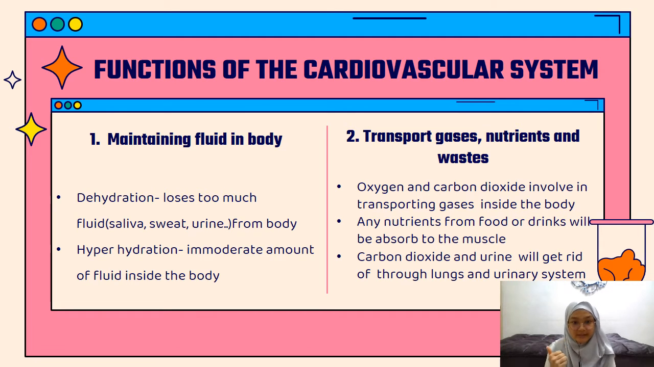Secondly, to transport gases, nutrients, and waste. In order to breathe in and breathe out, oxygen and carbon dioxide are involved in transporting gases inside the body. Any nutrients from foods or drinks will be absorbed by the muscle, so it can gain energy from it, so we could move and do any movement. Carbon dioxide and urine will be gotten rid of through the lungs and urinary system. Without the cardiovascular system, we cannot release waste from our body, and if that happens, that could make our body sick.